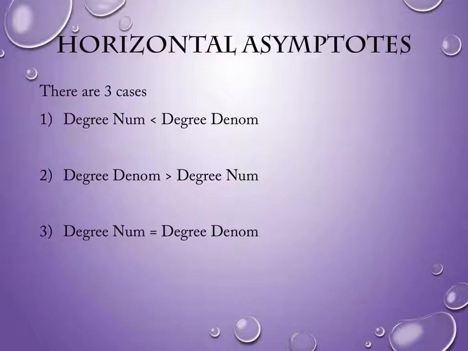We could have the degree of the numerator smaller than the degree of the denominator. We could have it bigger than the degree of the denominator. Or they could be equal. Do you remember what degree means when we're talking about polynomials? The largest exponent. Good job, Karen. So we're looking at largest exponents.